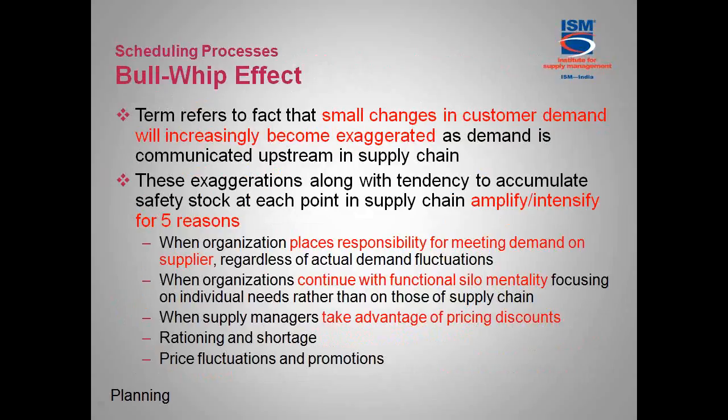When organizations continue to work in functional silos, if all organizations are working in silos and nobody is sharing the information, they are just sharing the data, then there can be a bullwhip effect. When supply managers take advantage of price discounts, surely there will be a bullwhip effect. Rationing and shortage gaming by companies also causes the bullwhip effect. And last is price fluctuations and promotions. Most companies do a lot of promotions and a lot of price fluctuation. Because of that, a lot of people, like customers or maybe suppliers, keep the inventory with them.